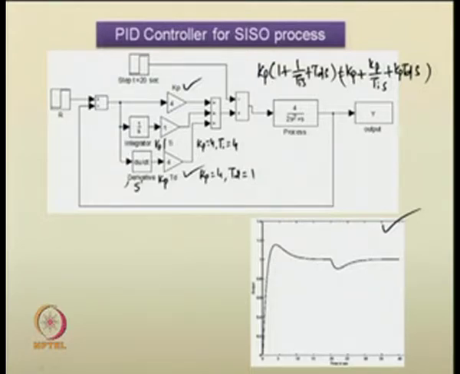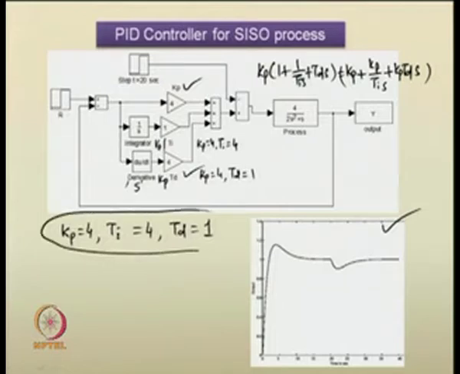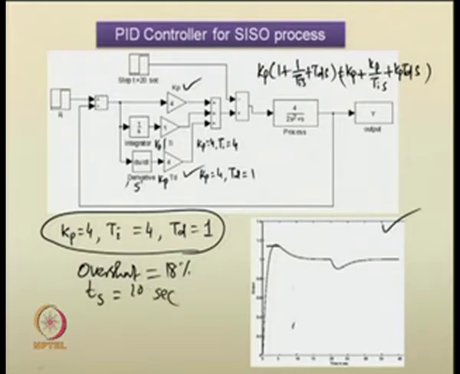Let us try to see how much we get for the choice of Kp equal to 4, Ti equal to 4 and Td equal to 1. When the controller is implemented, then the time response we get is having some overshoot of approximately 18% and settling time of approximately 10 seconds.